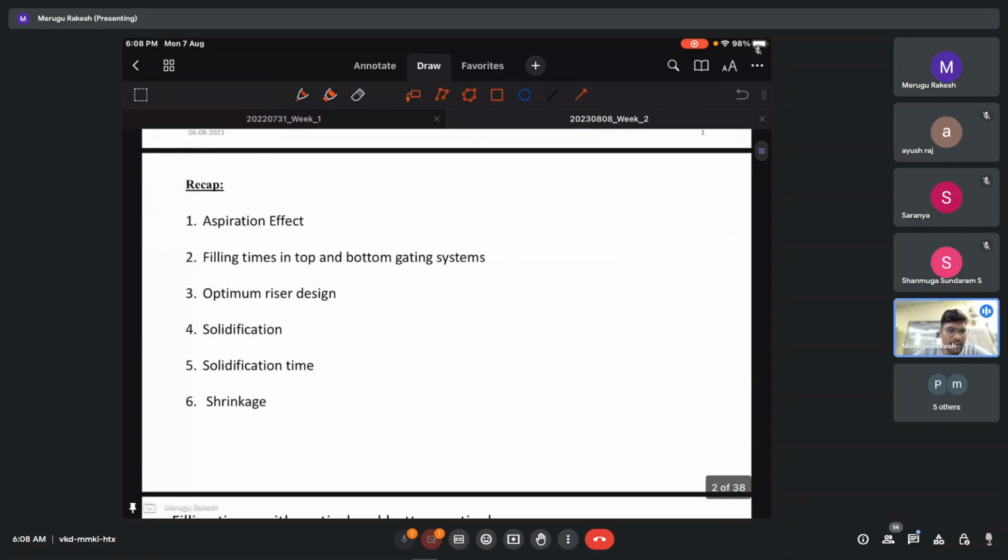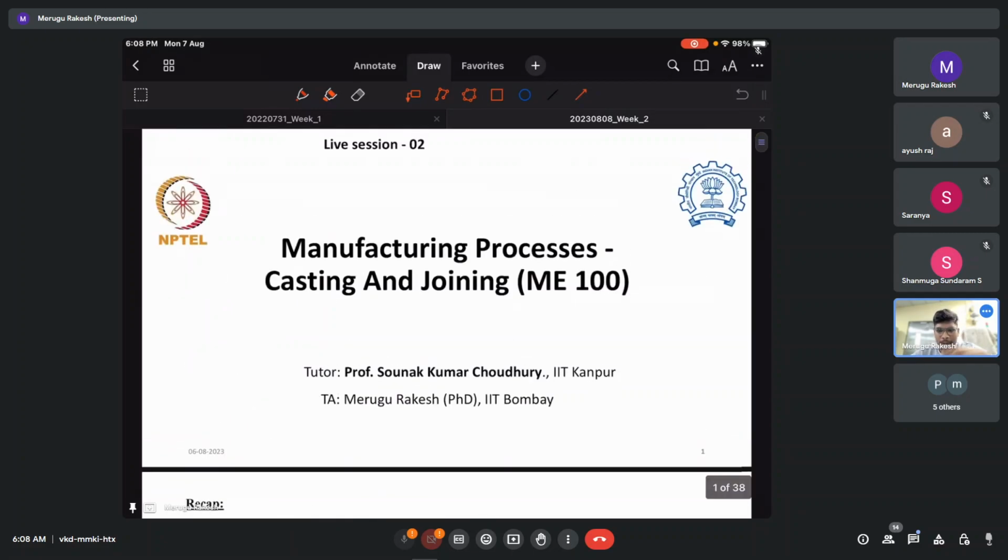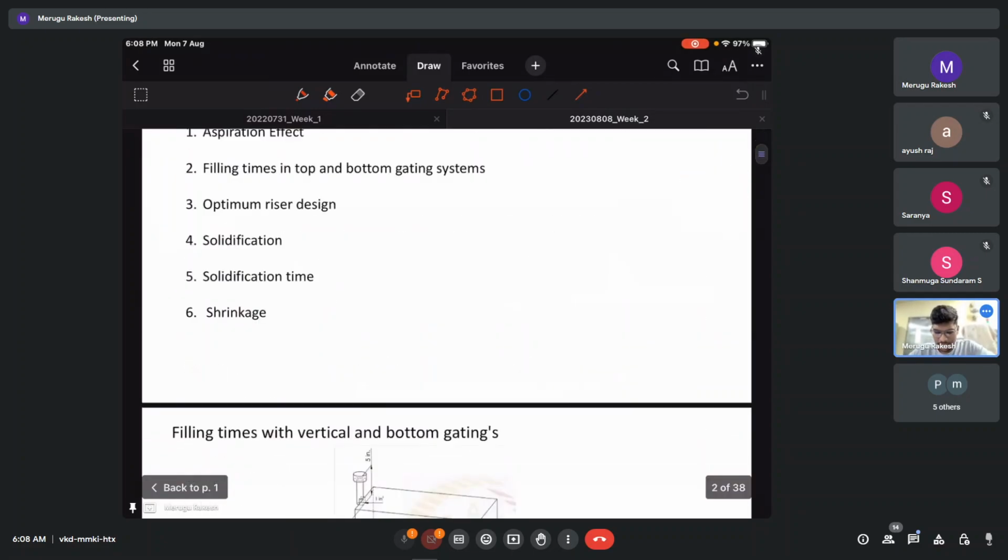Let us have a recap of what we are going to discuss in this session. What is the recap of week 2? In this week 2, there was some discussion on aspiration effect. Then there was a comparison between filling of top and bottom gate systems. Then there is optimum riser design. We'll be discussing the riser design in detail.